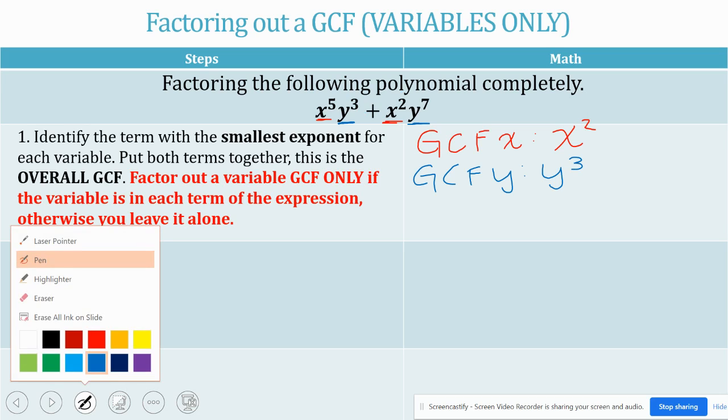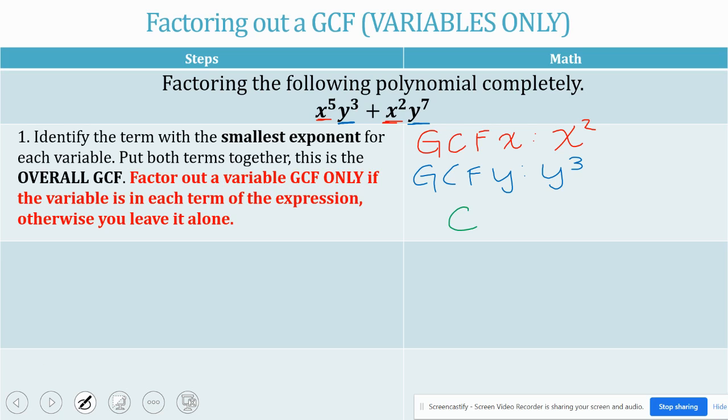So that means our overall GCF of this whole expression, putting both of these together, is x squared y to the third. Like I said, we only take out a variable if it is in both terms. So if we had another expression here that was just x to the fourth, we wouldn't even look at y, because y has to be in every single term. Same goes for x.